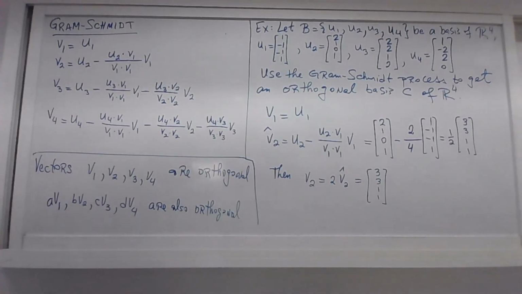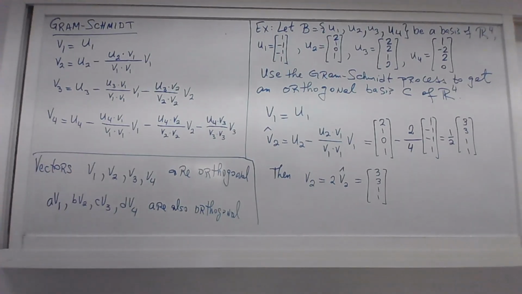Here is an example in R4. So again, Gram-Schmidt procedure is here. What I would like you to remember is that the vectors obtained from Gram-Schmidt procedure are orthogonal, and also all scalar multiples a v1, b v2, c v3, d v4 are also orthogonal. So if I multiply v1 by some number, it will still be orthogonal to the other guys.